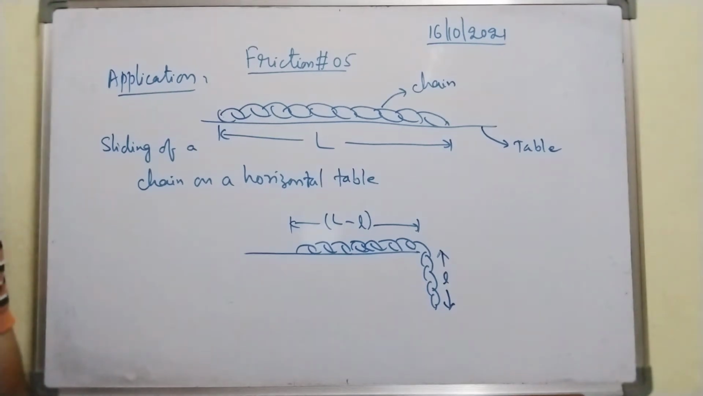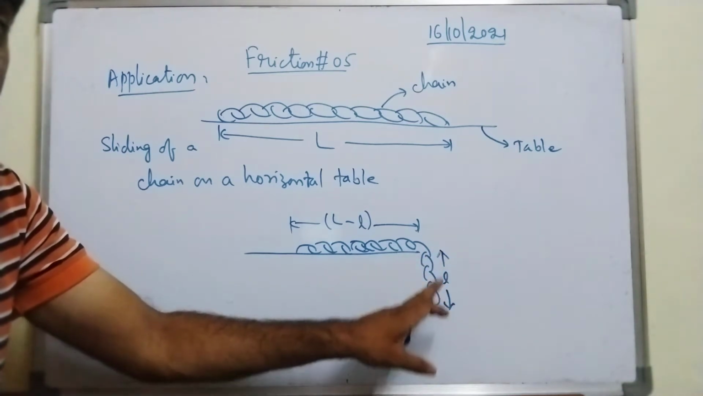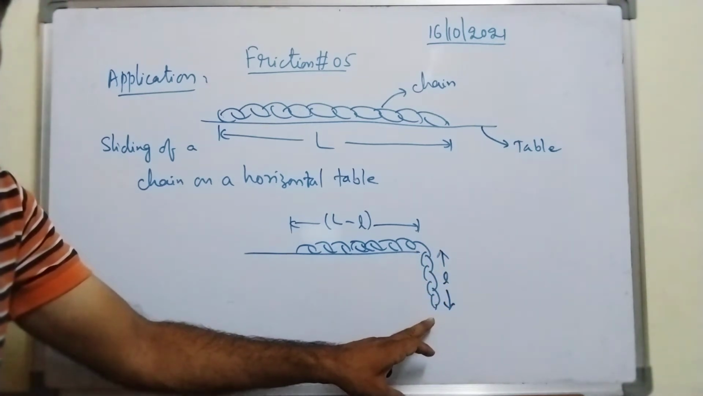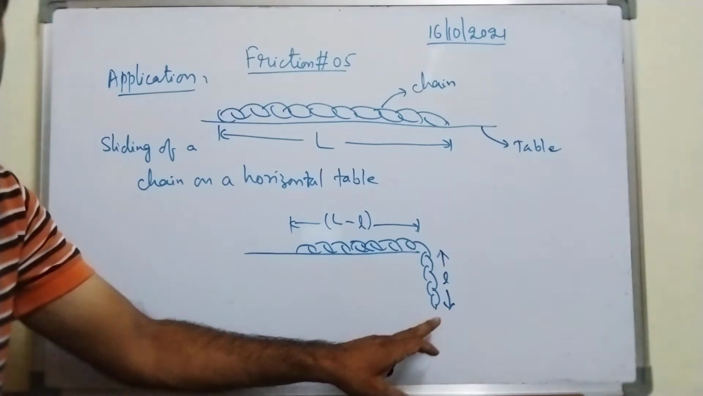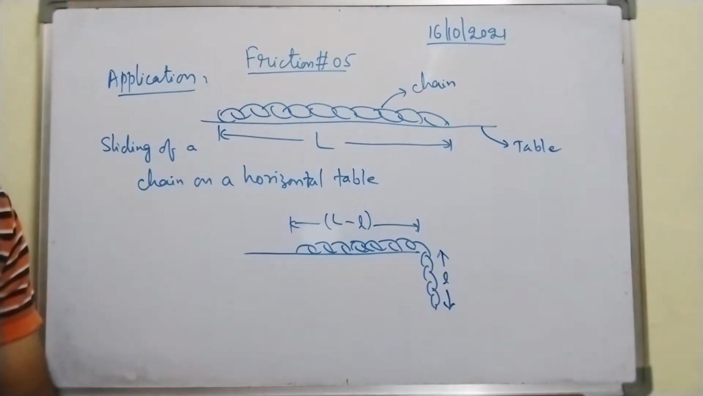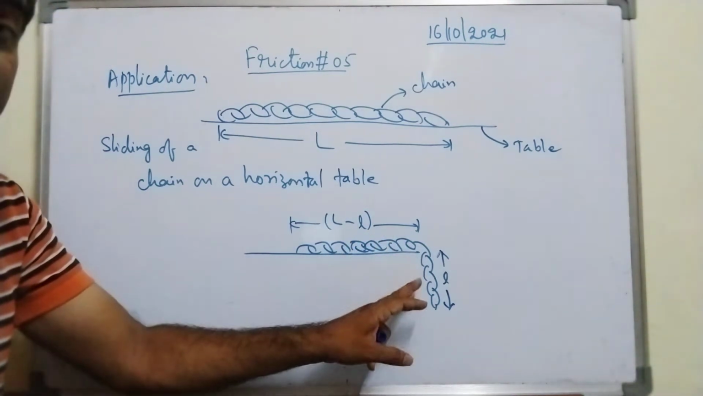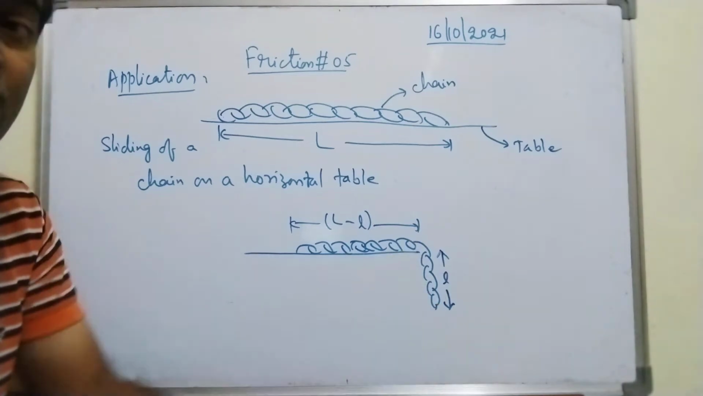The question is, what must be the hanging part of the chain? What should be the value of the hanging part of the chain in terms of total length, so that the chain is not falling down further?